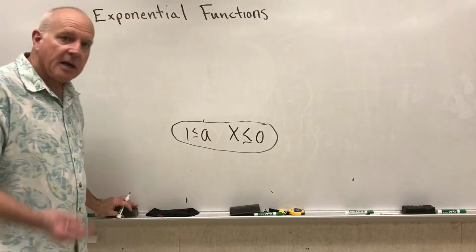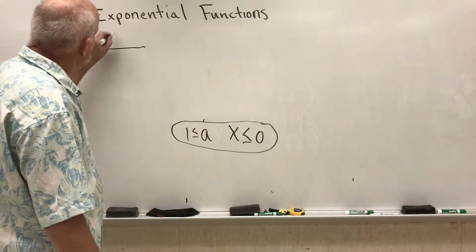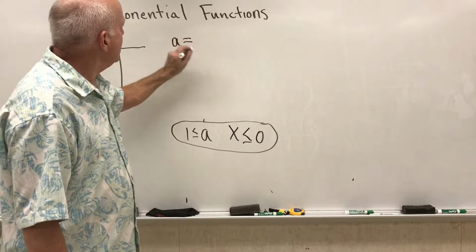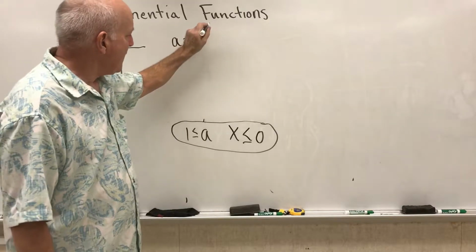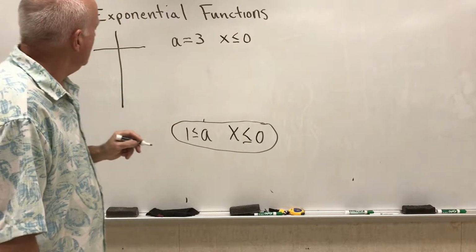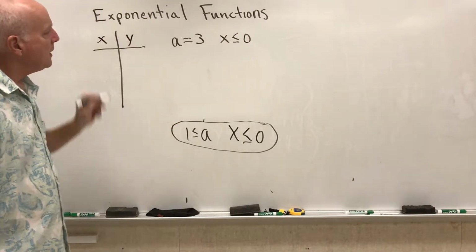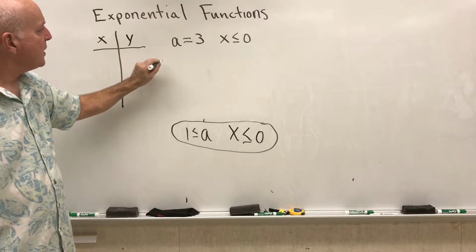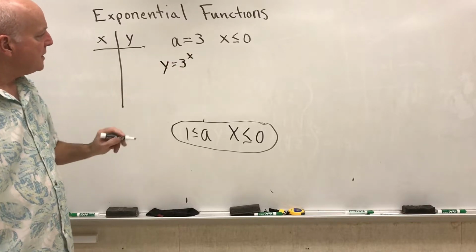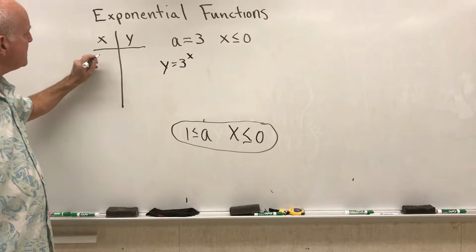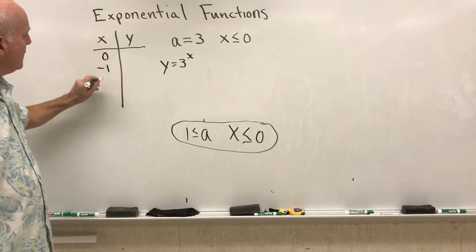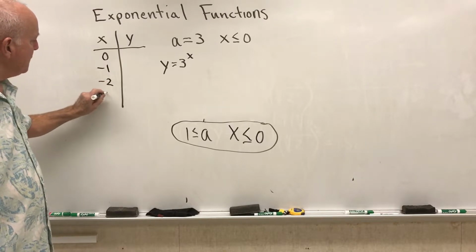So let's take a look at it and make a data table. All right, so we're going to do where a equals 3 and x is going to be less than or equal to 0. All right, so this is x and y. Now, a being 3, so we're going to have y equals 3 to the x. And our x values are less than 0. So let's look at x is equal to 0, -1, -2, -3.